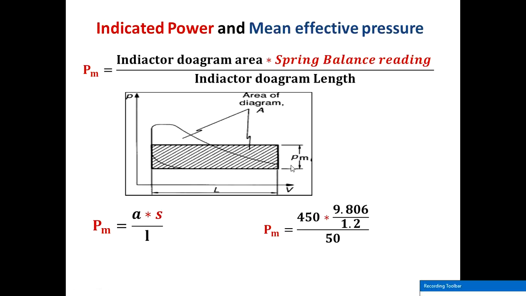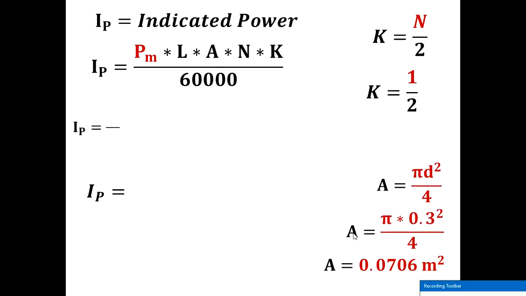How can you calculate it? You please note down all these values, which you have already noted, and put them in this formula. That's all. You will get the mean effective pressure. Once you get the mean effective pressure, you know how to calculate the power. All these things you know how to calculate. This will be turned into kilowatts. So these are all things you can calculate on your own.